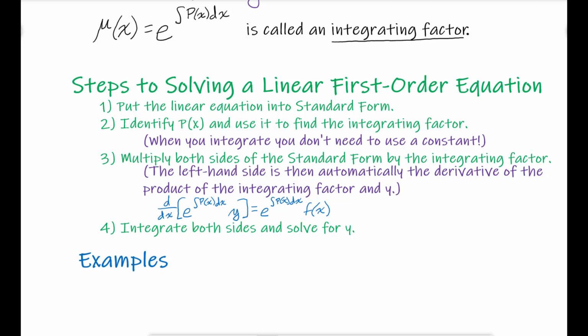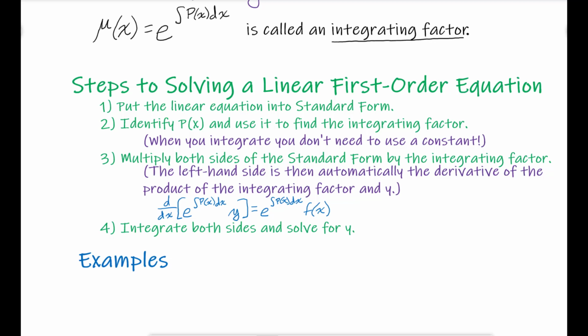And I encourage you to leave it in that form on the left-hand side. And it's going to equal e to the integral of p of x dx times f of x on the right-hand side. Now, we're going to be able to integrate both sides and solve for y. Now, why I encourage you to leave it that way on the left-hand side as just the derivative of that product without actually taking the derivative is when we go to integrate, we're going to be integrating a derivative, and so we'll save ourselves a lot of trouble by just not taking that derivative of that product.